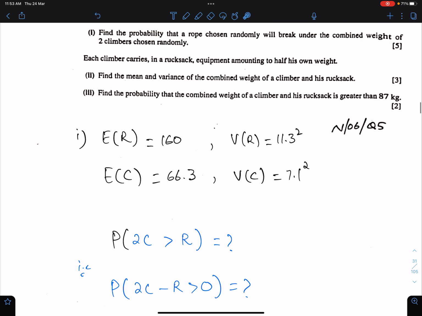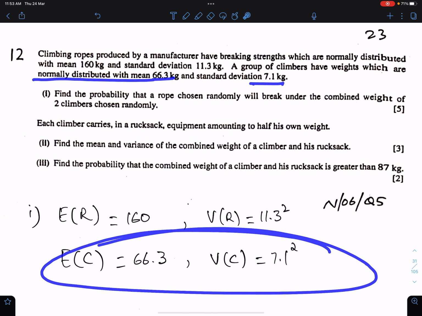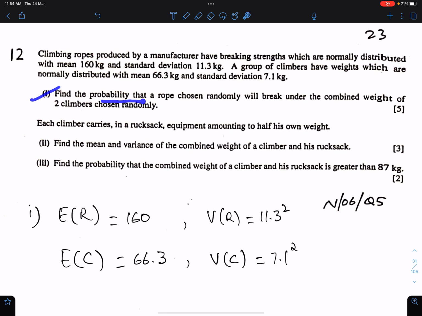Next question, number 12. Climbing ropes produced by a manufacturer have breaking strengths which are normally distributed with mean 160 and standard deviation 11.3. This is the mean and this is the variance. A group of climbers have weights which are normally distributed with mean this and standard deviation 7.1. Part 1. Find the probability that a rope chosen randomly will break under the combined weight of two climbers. So basically this probability is required.